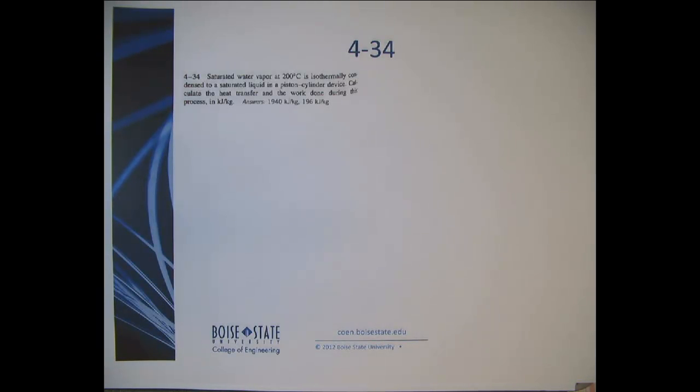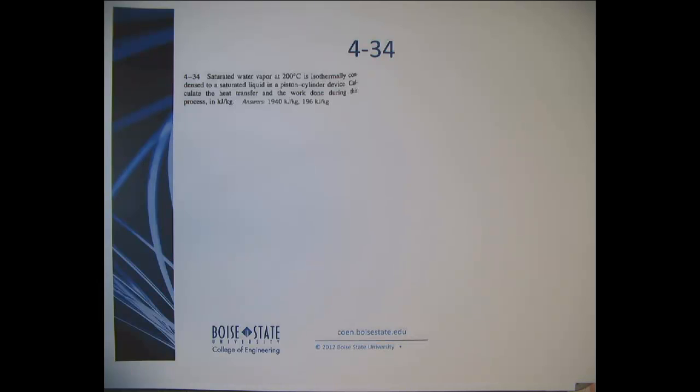Now let's look at another problem. 4-34 from your book. Saturated water vapor at 200 degrees centigrade is isothermally condensed to saturated liquid in a piston cylinder device. You're asked to calculate the heat transfer and the work done during this process in kilojoule per kg. So immediately you see that there is no information on mass given in the system, and you're asked to represent your answers in kilojoule per kg. That should immediately tell you that you're dealing with a per unit mass type of problem. So you have to convert everything to a per unit mass basis.